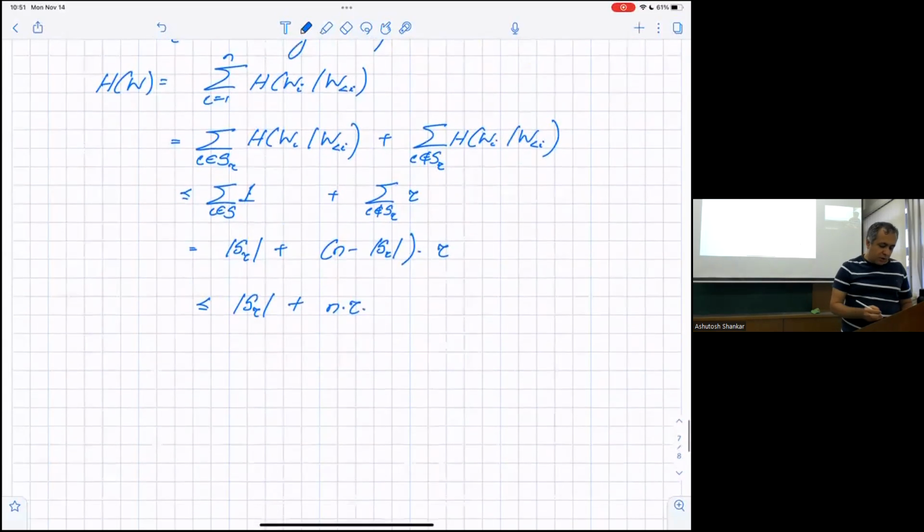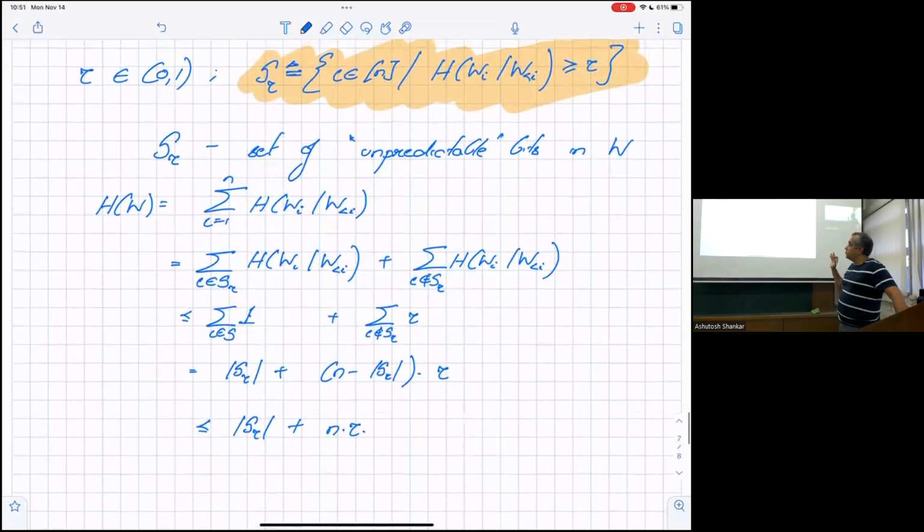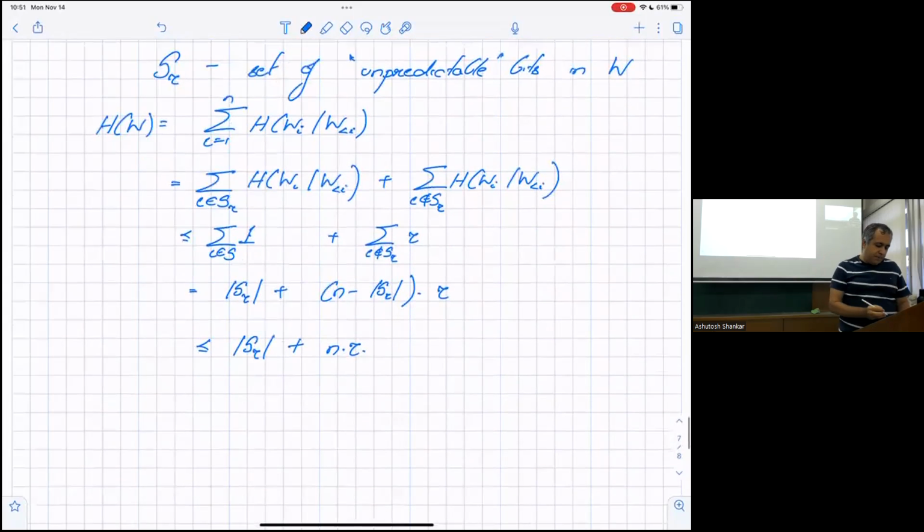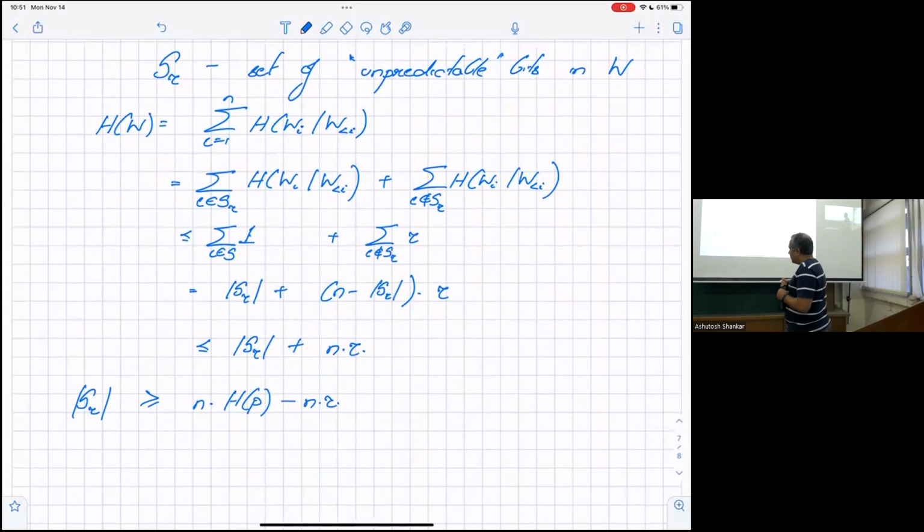What was H(W), by the way? We saw that it was exactly n times H(p). So the size of S tau can never be smaller than n times H(p) minus this n tau term. So what we will try to do is find a matrix P such that the number of unpredictable bits is as tight as possible. It will be exactly this.